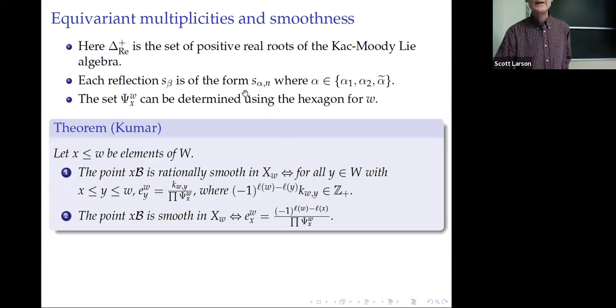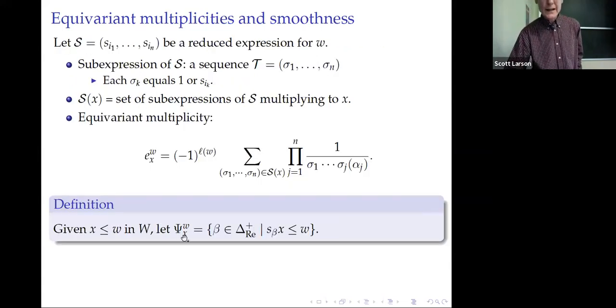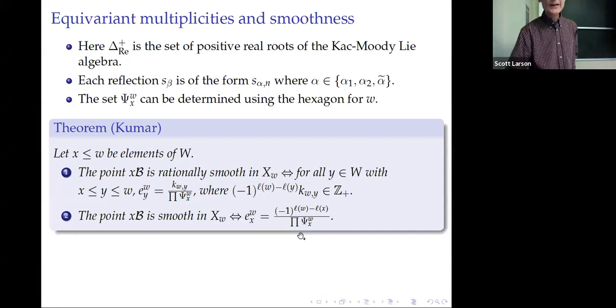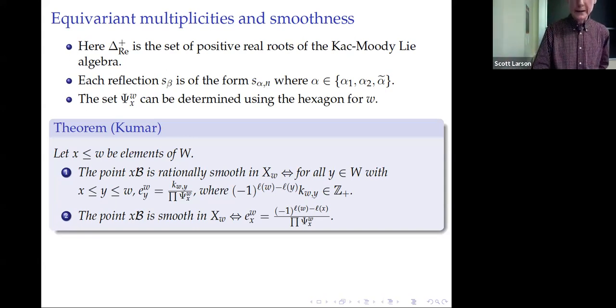The point is that if beta is a real root of the Kac-Moody group, the reflections in the Kac-Moody sense amount to these reflections here for some integer n. And so you can determine this set of reflections in the Kac-Moody group which are less than W. That can be determined by looking at the set that we were considering, the reflections that stay less than W. So that can be determined using the hexagon.